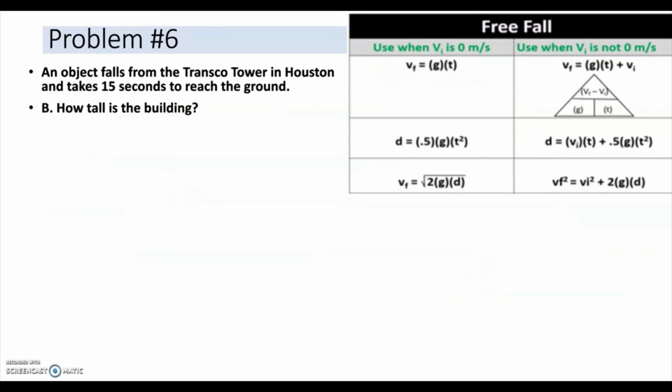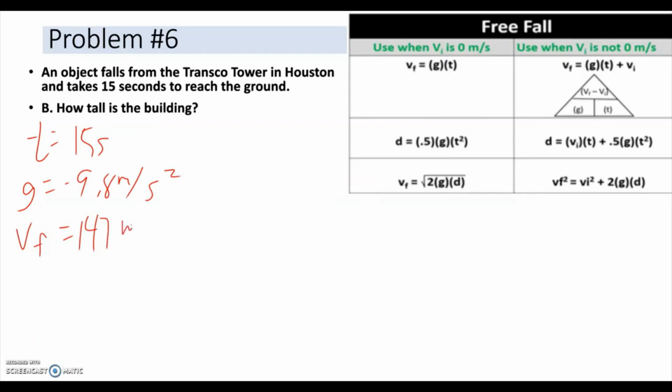All right, last one. An object falls from the tower again, so we know that the time is 15 seconds. Gravity is the negative 9.8 meters per second squared. We know that the final velocity that we just calculated was 147 meters per second. The initial velocity we assumed was 0 because it doesn't give us an initial velocity. We assume it was dropped. So we're looking for how tall is the building. So that would be a displacement. How far did it fall? That would tell us how tall the building is.